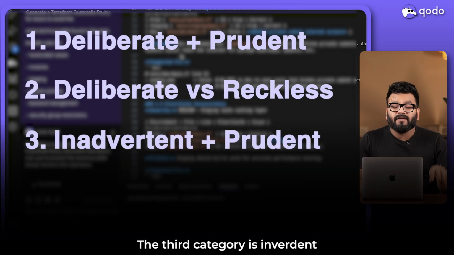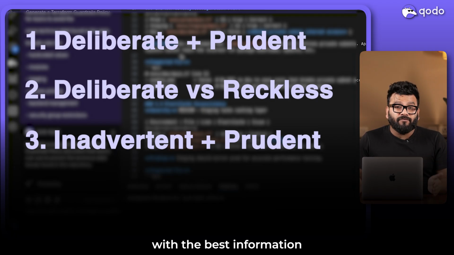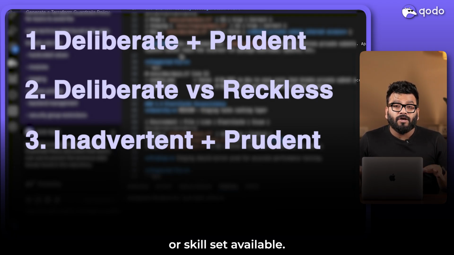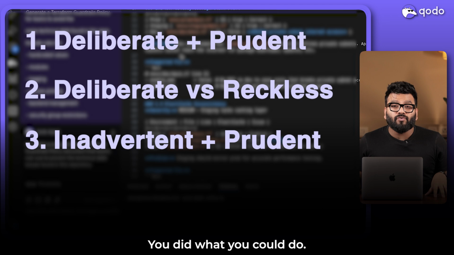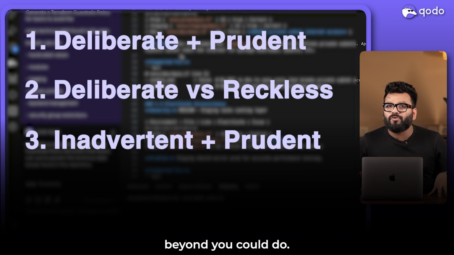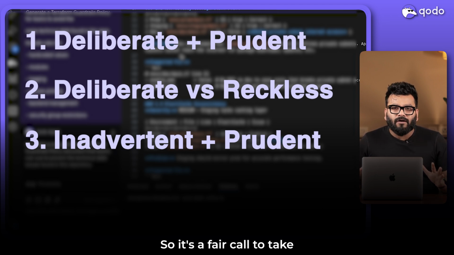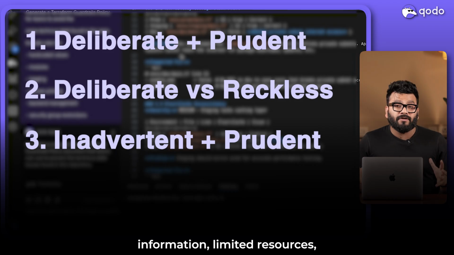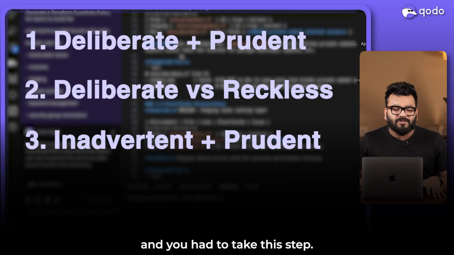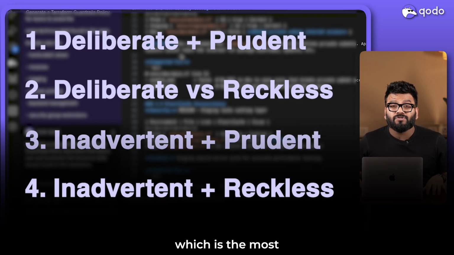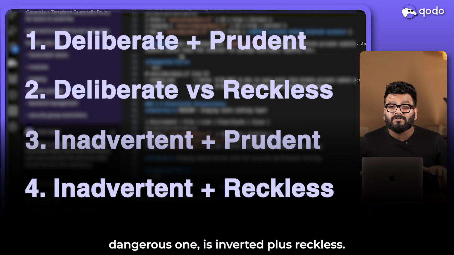The third category is inadvertent plus prudent. With the best information or skill set available, you did what you could do. There was nothing beyond what you could do. So it's a fair call to take because you had limited information, limited resources, and you had to take this step. The last one, which is the most dangerous one, is inadvertent plus reckless.